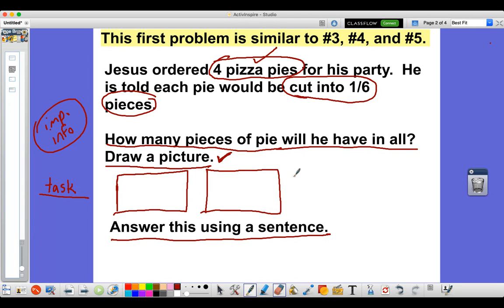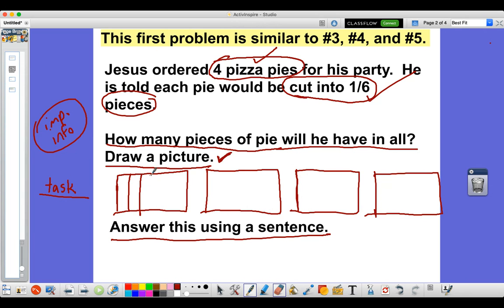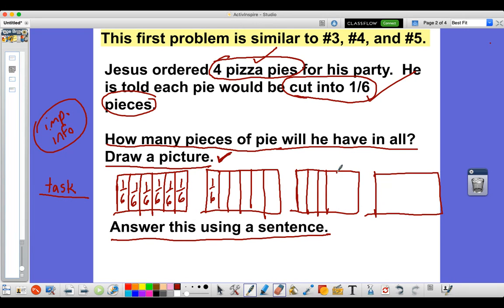So here's my 4. 1 pizza pie, 2 pizza pies, 3 pizza pies. Here's my 4th. Next, I'm going to cut them into 1/6 pieces. So I'm going to cut it into 6 pieces here. And each of these is 1/6. Now you don't have to label all of them. Maybe label a few, maybe label only one of them. It's up to you. Label as many as you need to so that you can understand that each of these is 1/6. Another way to do it is cutting it in half and then cutting it into 3s. All right, whatever works for you on that one, okay?